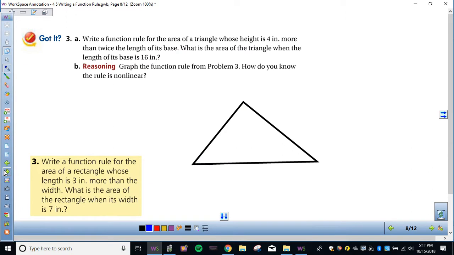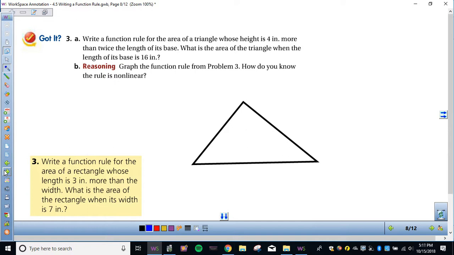Okay, so we've got two more examples, and then I'll let you loose on the homework. We're going to write a function rule for the area of a triangle whose height is 4 inches more than twice the length of its base. What is the area of a triangle when the length of its base is 16 inches?